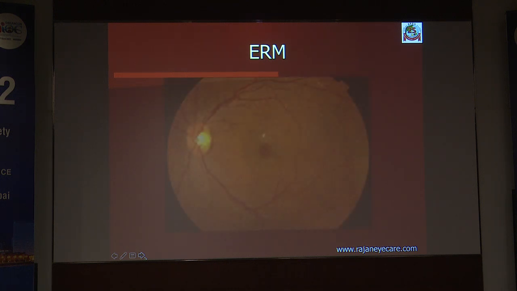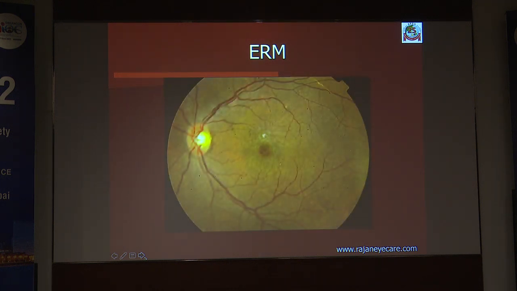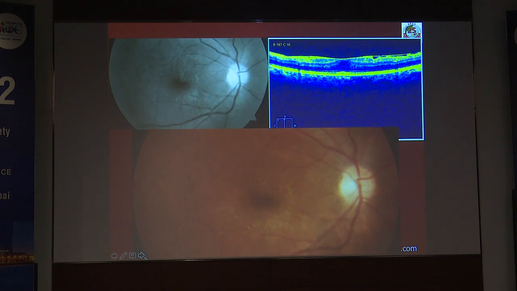Again, you can see another patient with the ERM. ERM also is very difficult to pick up on a B scan in a mature cataract. So this patient had an ERM. The patient was very unhappy with the multifocal lens. You see that these are the cons of this particular approach.